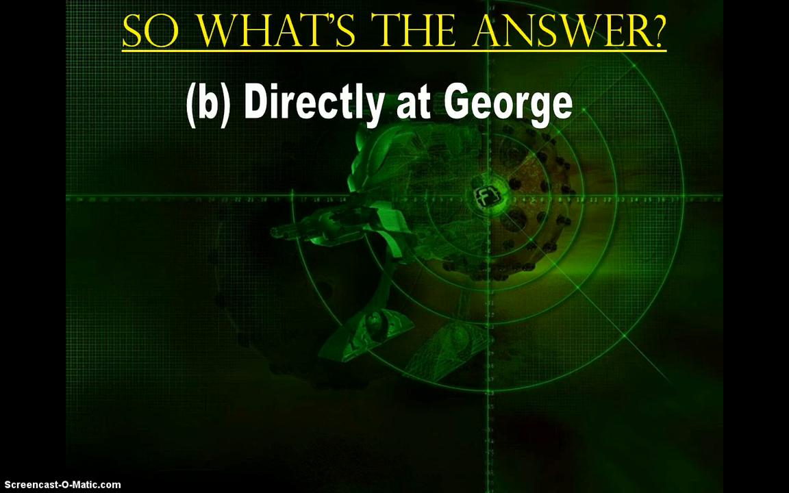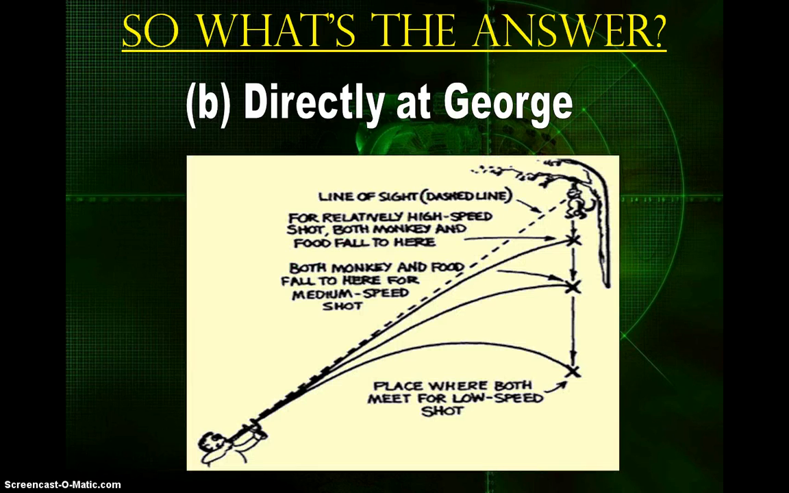So what's the answer? The answer is that you would aim directly at George, because the banana that we were shooting at George, we don't want to kill George, would fall at the same rate as George himself fell. If you aimed above, it would go over his head. If you aim below, then it would be too low for him to catch.